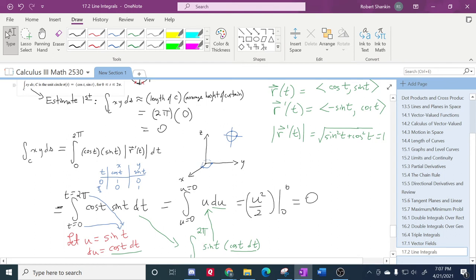So the interpretation of this is not the length of the arc. The interpretation of it is the area of the curtain. And there was equal amounts of curtain above the xy plane and below the xy plane, and they cancel each other out. And so the net area is 0. Okay.